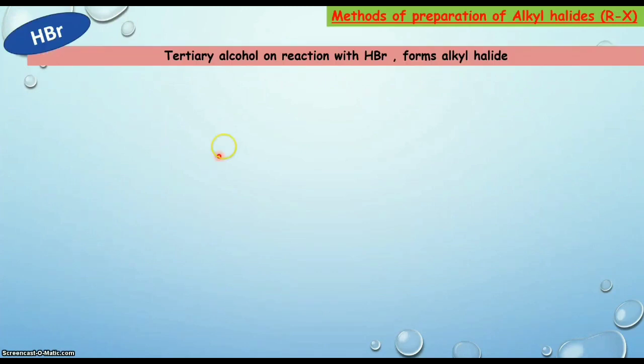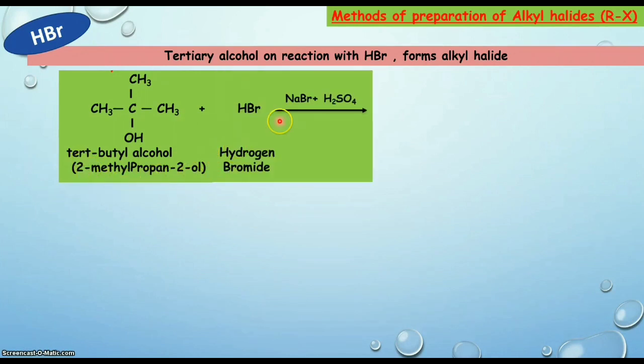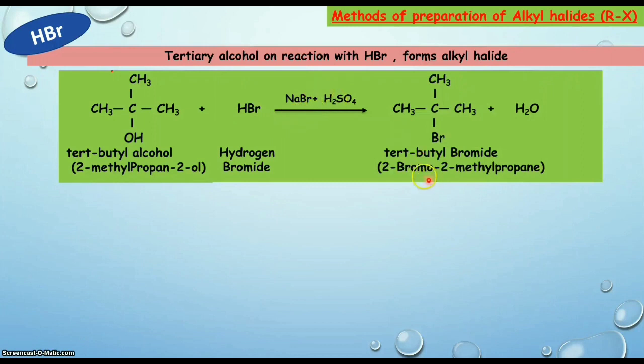The next one is the tertiary alcohol example. The example of tertiary alcohol is 2-methylpropan-2-ol, which on reaction with HBr gives tertiary butyl bromide. The process is same again. OH of the alcohol is replaced by Br.